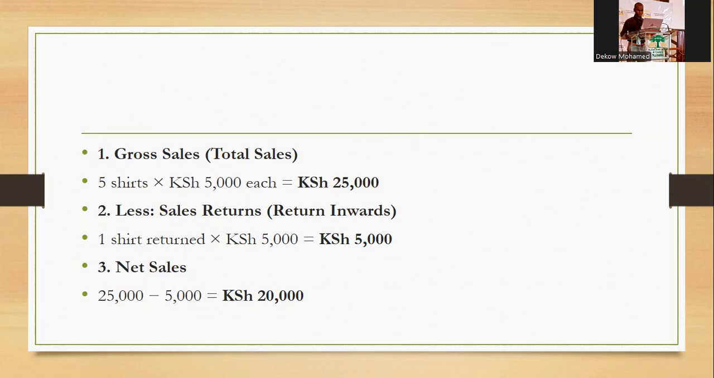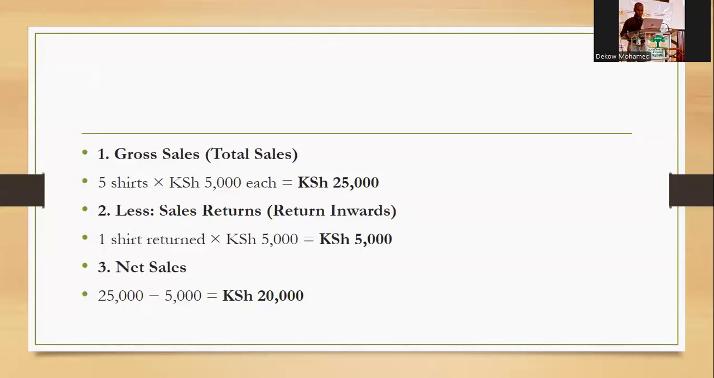You are a person of business dealing with shirts. You sold five shirts, each at 5,000. 5,000 multiplied by 5 would be 25,000. That was the sales that you have made. Out of that 25,000, one customer has returned one shirt. So if I return one shirt, my sales will not be the same. I have to subtract that shirt that has been returned because you are going to refund that money to the customer. So you subtract that one shirt that has been returned from the sales, then you have the net sale.